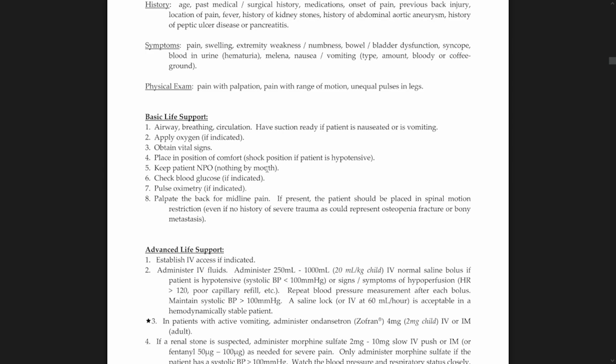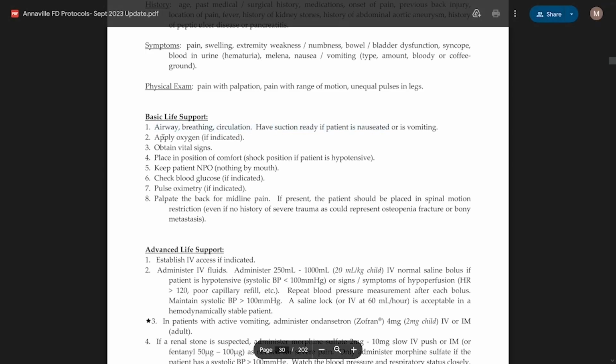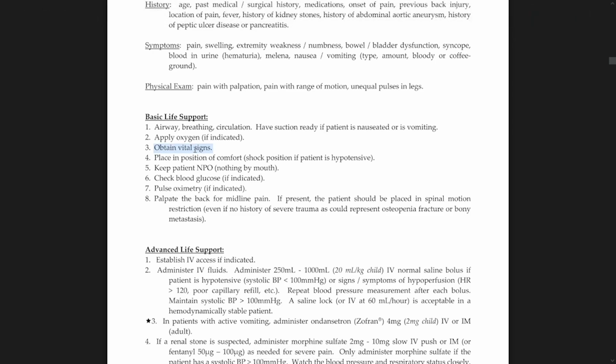So for BLS, all we're going to do is check ABCs, have suction ready if necessary. We can apply oxygen if needed. We can obtain vital signs. We can place the patient in a position of comfort, in a shock position if the patient is hypotensive. Keep the patient NPO, which is just good practice in general. We never want to give something by mouth. Check the blood glucose if indicated. Check their pulse oximetry if indicated. Palpate the back for midline pain.